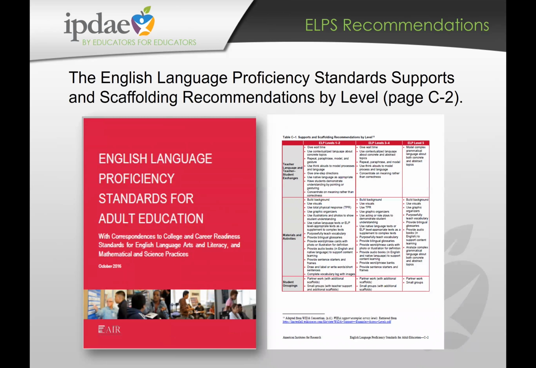I just wanted to point out where I'm taking all of these differentiation techniques from. I got them from the English Language Proficiency Standards for Adult Education, this report that came out late last year. One of the most fascinating things about this is that it has that scaffolding and supports recommendations page. You can find that if you have an electronic copy or a hard copy of the English Language Proficiency Standards. You can find the scaffolding recommendations at the last page of the book. And I'm going to go over each of these components as we move forward with this webinar.